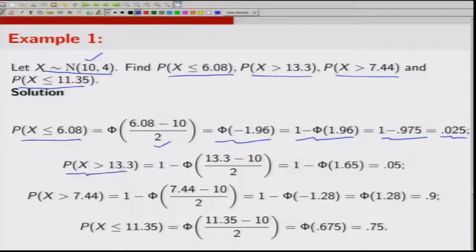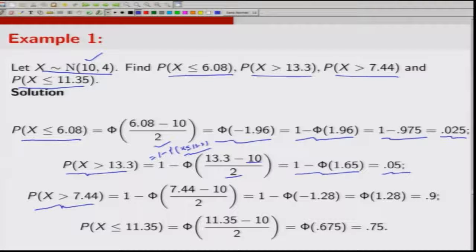Similarly, probability X greater than 13.3 is the same as 1 minus probability X less than or equal to 13.3. Now this one can convert into normal 0, 1. So 1 minus phi of (13.3 minus mean 10) divided by standard deviation 2. It turns out to be this. One can again see the tables in the last page. It turns out to be 0.05.